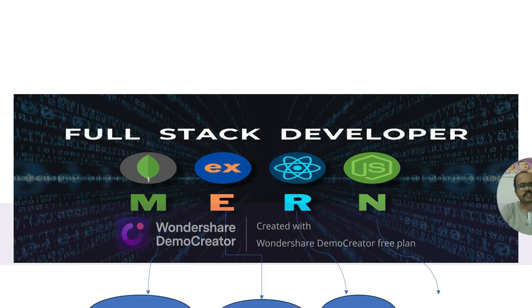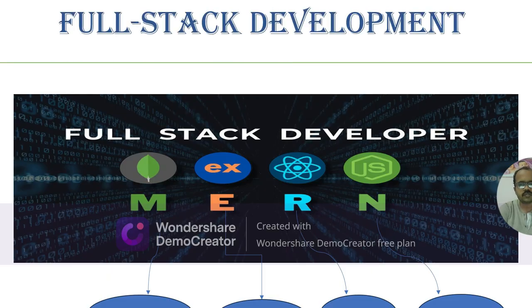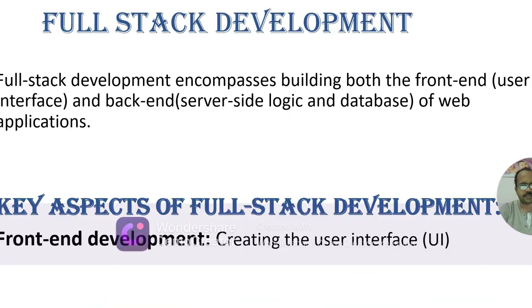Next is React.js. React.js is the front end. It is a JavaScript library developed by Facebook. Next is the N, which stands for Node.js. We are going to learn these concepts in this video, which make up a full stack. If you know MongoDB, Express.js, React.js, and Node.js, then it is called full stack development.